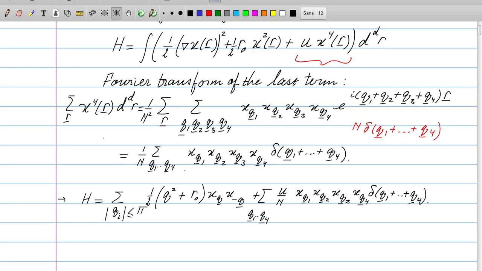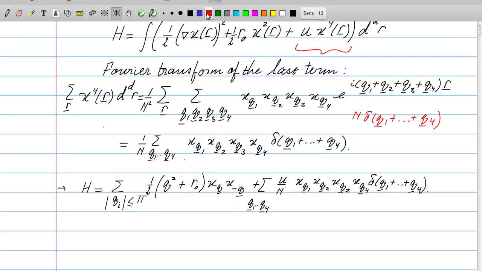We then have the Hamiltonian in its full Fourier transformed form. These are the terms that we have already encountered in the discussion of the Gaussian model, and this is the term we just derived for the 4-point term. And because the Gaussian model can be treated largely analytically, it can be used as a kind of reference Hamiltonian, a kind of unperturbed Hamiltonian. That's the Gaussian Hamiltonian, and the rest, the term with u and 4 x's on board, is considered to be a perturbation, and we denote that by V.